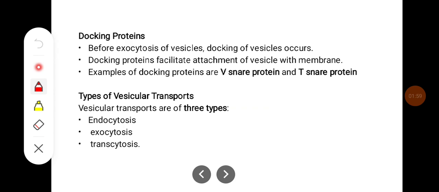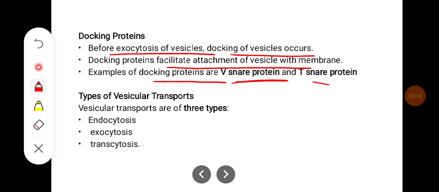Docking proteins. Before exocytosis of vesicles, docking of the vesicle occurs. Docking proteins facilitate attachment of vesicle with membrane. Examples for docking proteins are V-SNARE protein and T-SNARE proteins. Types of vesicular transport. It can be of three types: endocytosis, exocytosis, or transcytosis.